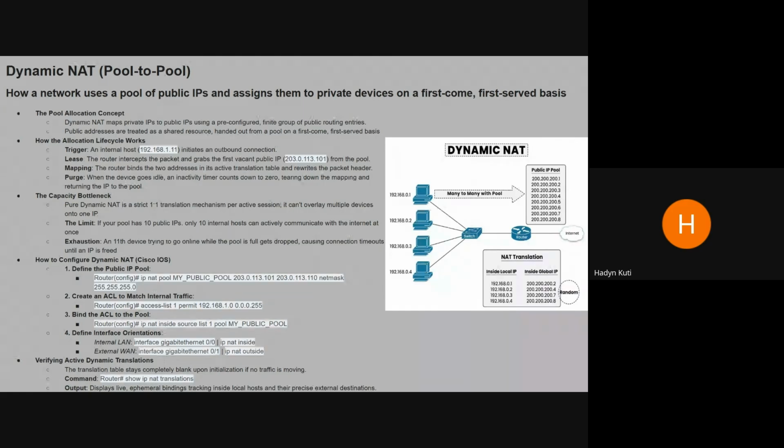The translation table stays completely blank until initialization, if no traffic is moving. We can use show ip nat translations, and this displays live ephemeral bindings tracking inside local hosts to their precise external destination.